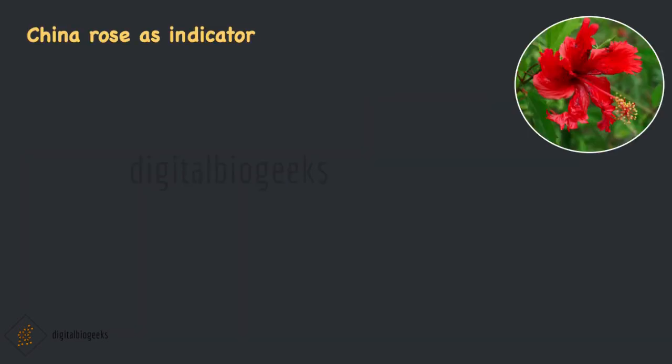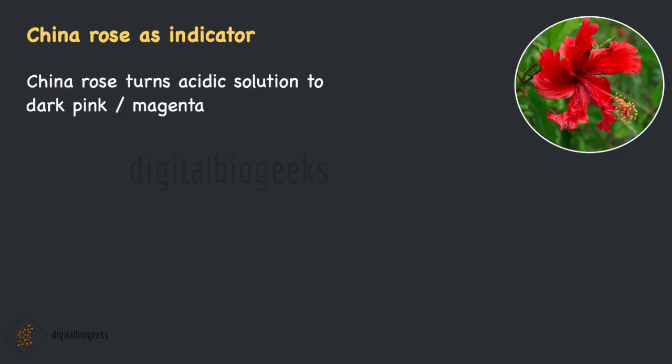China rose is the other name of Chinese hibiscus. It is used as an indicator. China rose indicator turns acidic solution to dark pink or magenta and basic solution to green.